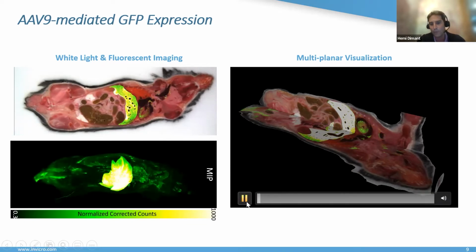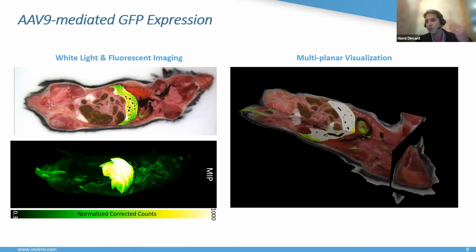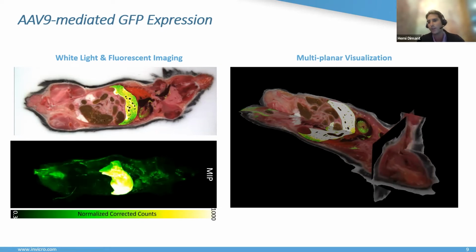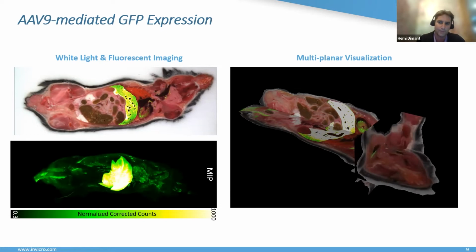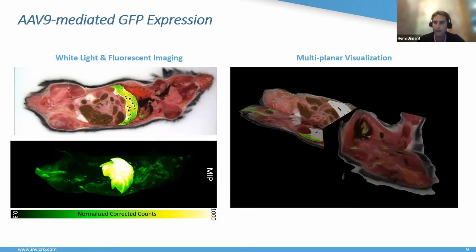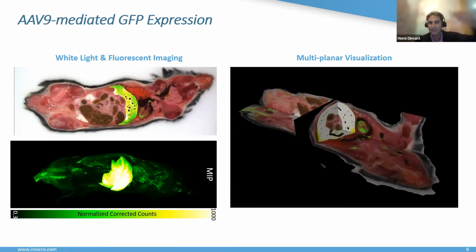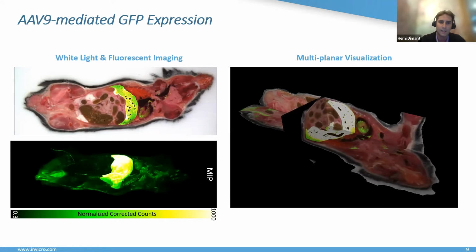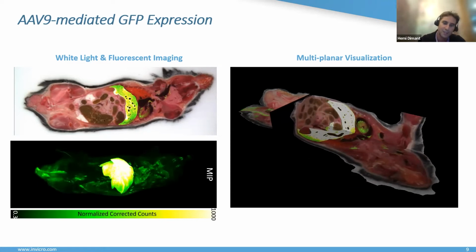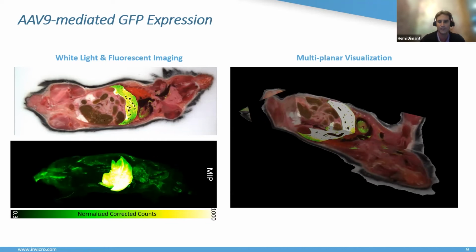Lastly, we keep our voxels isotropic, so we're able to reconstruct the data and view it in any rotation we want. So here is an example for a multi-planar visualization software where we are basically able, once we reconstruct the data, we don't have to necessarily be limited to the section view. We can then image in any view or orientation we want.